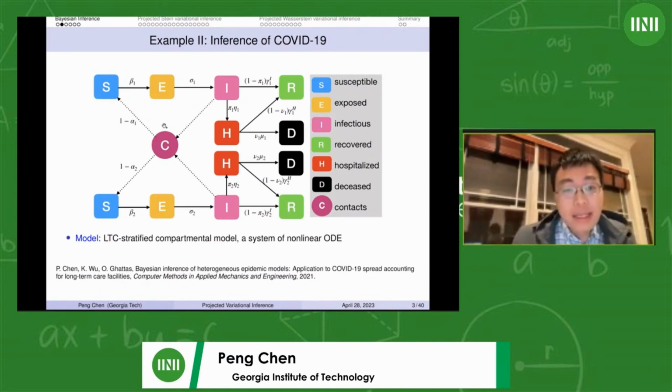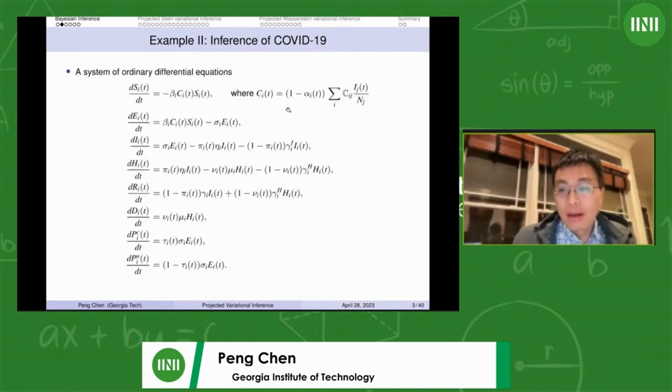So as you can see here, there are a lot of parameters. Some of them are time dependent, and some you can take as steady parameters, like constant parameters. So this is a system of ordinary differential equations that can describe the dynamics. And as I briefly mentioned, some of the parameters are time dependent.